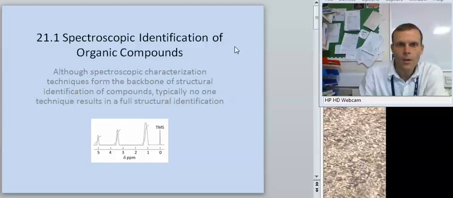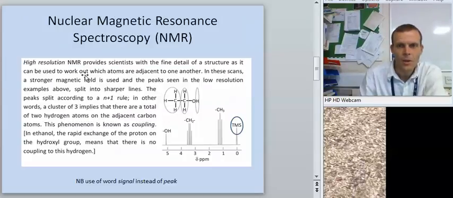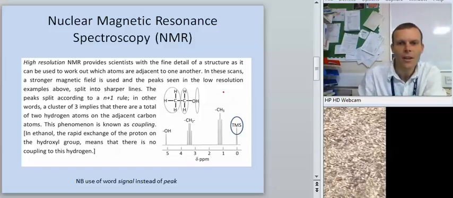Okay, topic 21.1, a little bit more detail on spectroscopic techniques, notably NMR and X-ray crystallography. So we saw in the standard level section this idea of looking at a molecule and seeing how many hydrogen environments there were, and that would tell us how many peaks, or signals, we'd expect, and we would also be able to tell from the area underneath each of those signals how many hydrogens were in that particular environment.